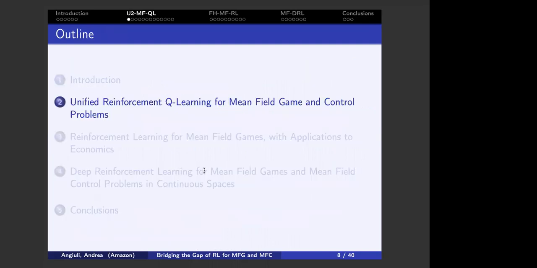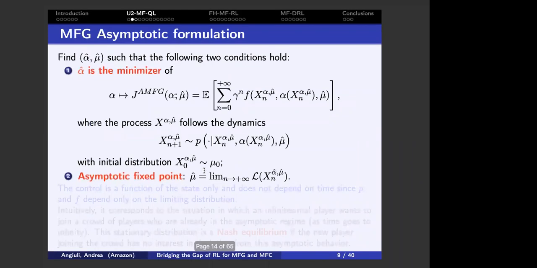I will start by speaking about the first work, on the Q-learning algorithm for infinite horizon problems with finite state and action spaces. The first step that we had to do to approach this problem was to introduce new definitions of mean field game and mean field control problems. In particular, we introduced asymptotic formulations in which the goal for the mean field game is to find a pair alpha-hat, mu-hat such that alpha-hat is the minimizer of the cost for the representative agent based on the distribution of the population mu-hat, and mu-hat itself is the ergodic distribution of the representative agent given the pair alpha-hat and mu-hat.